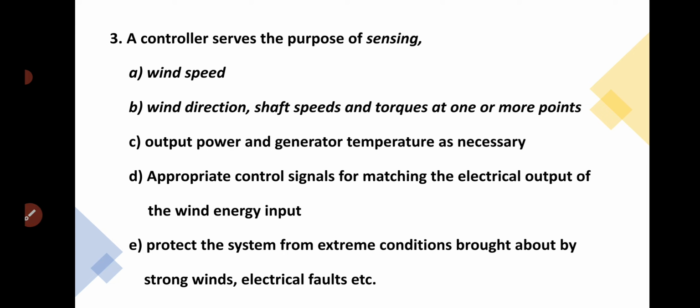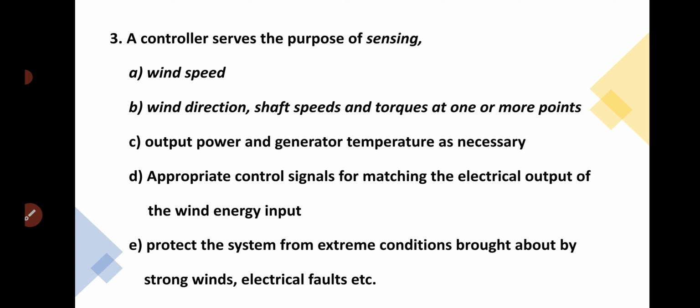So the electrical power is generated according to the wind speed. We know that at every time the speed of wind will not be the same. Sometimes it may be of a lower speed like a breeze, or sometimes it may be a very high speed wind. So the controller serves in sensing the speed of the wind. Then again, it senses the direction of the wind, right? And the speed of the shaft and torque.